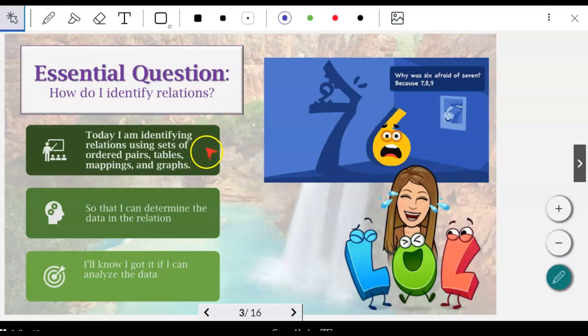All right, so our essential question, how do I identify relations? Today I am identifying relations using sets of ordered pairs, tables, mapping, and graphs so that I can determine the data in the relation. I'll know I got it if I can analyze the data.